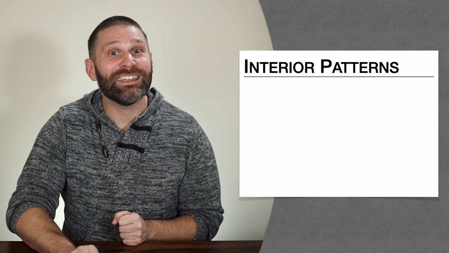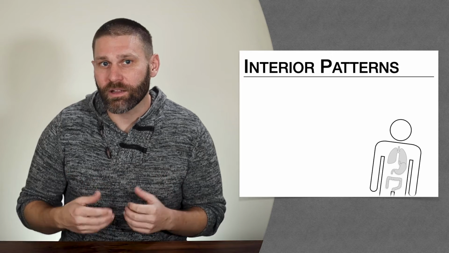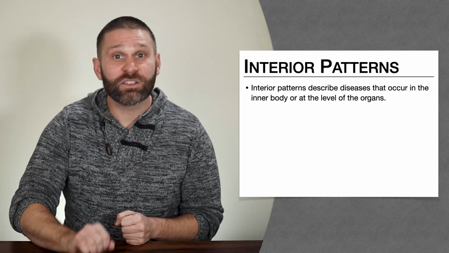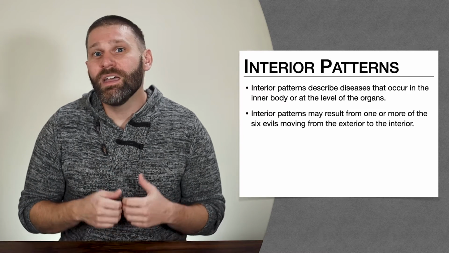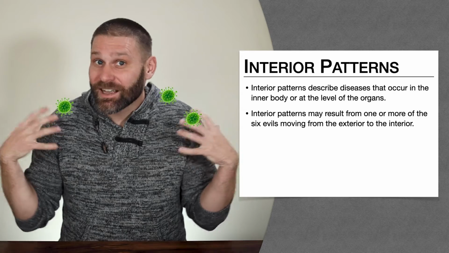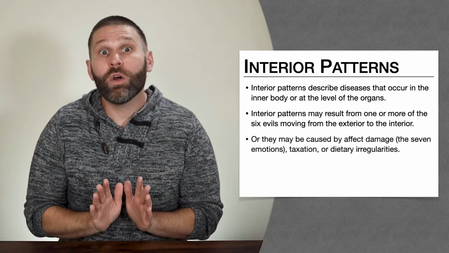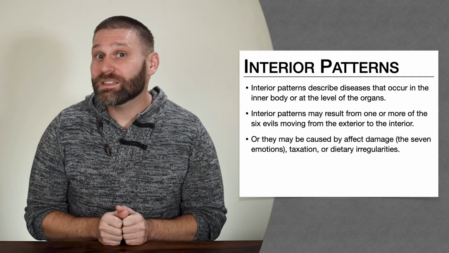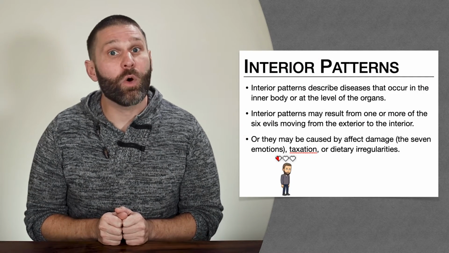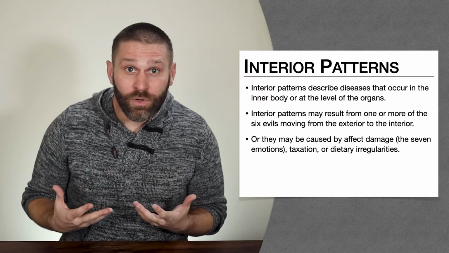Opposite of that is an interior pattern. And again, when we say interior, we mean at the level of the organs. So interior patterns describe diseases that occur in the inner body or at the level of the organs. This can happen when an external pathogen attacks the body from the outside and works its way deeper into the organ level. Or this can be due to internal causes like the 7 emotions, emotional damage, or miscellaneous causes like taxation fatigue or poor diet. These things can affect the organs or the qi, blood, and fluids directly.